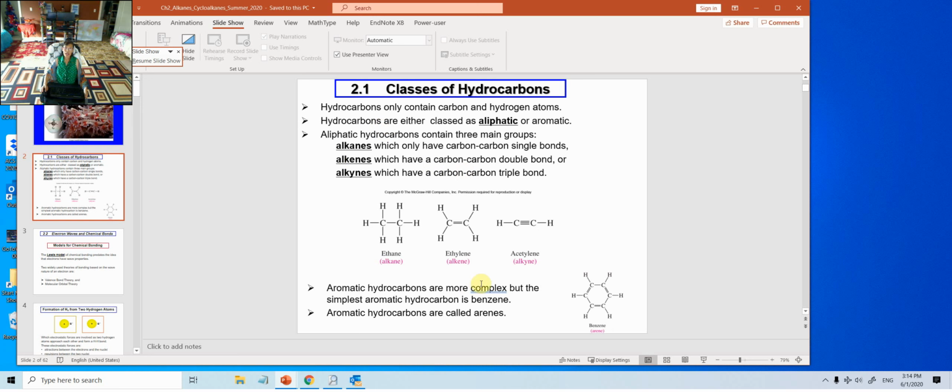This aromatic hydrocarbons is much more complicated. The simplest one is our commonly used organic solvent called benzene. So aromatic compounds, sometimes also called arenes, are going to form the cyclic compounds. Normally you have double and single carbon bonds alternatively occurring, similar to conjugation.